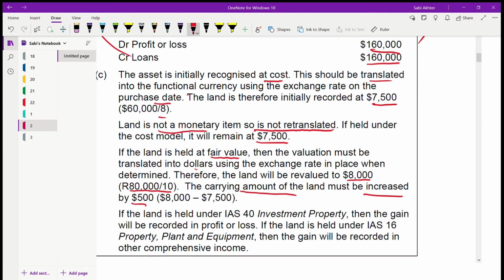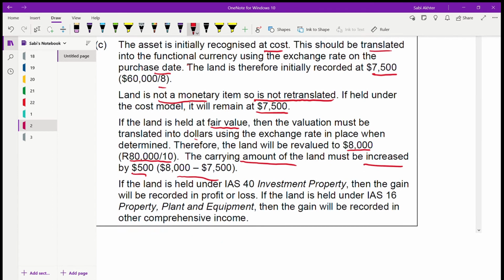Definitely, because from 60 to 80,000 the value went up, there will be some increment in the carrying value of the land. What is it? According to cost, it is 7,500, but fair value it is 8,000, so the balance is 500. It has to be increased. Okay, if the land is held under IAS 40, why are they saying under IAS 40?